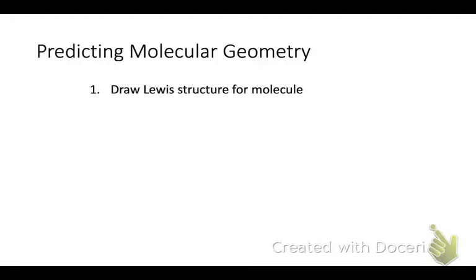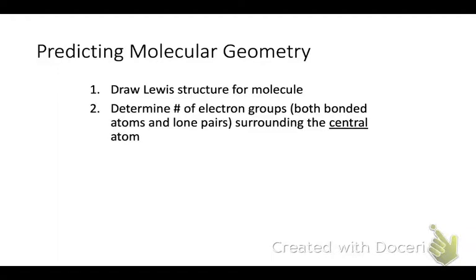Now, in order to be able to predict the molecular geometry, step 1, we do have to draw the actual Lewis structure. Then we have to determine the number of electron groups. So what are electron groups? These are the bonded atoms and lone pairs. So if I'm asking you how many electron groups there are surrounding the central atom, you only have to look at the central atom and see how many atoms and lone pairs are around it. I will show you examples and we will be calculating this together.